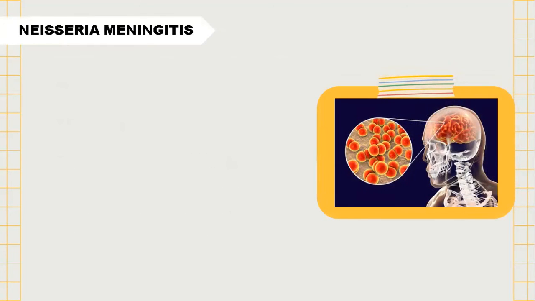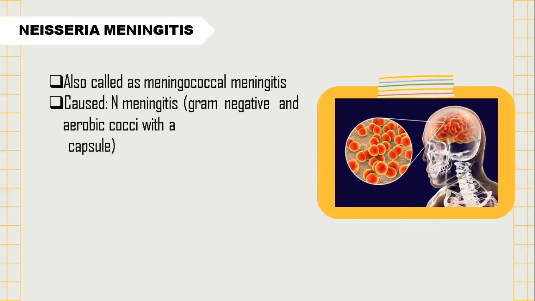Next is the Neisseria meningitis. It's also a major cause of meningitis. It's also called meningococcal meningitis. It is spread through close contact with infected people, through droplets in the air from a sneeze or close conversation, which may cause an infection. It is caused by N. meningitidis, a gram-negative capsulated bacterium.